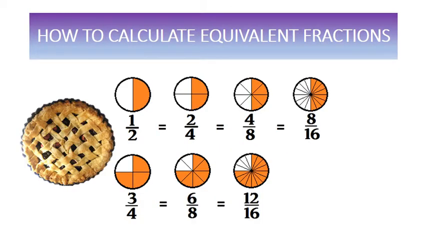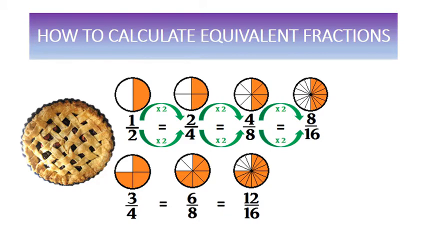So 1/6 is equivalent to 7/42. So if we look at our pie slide again, if we think of just the numbers involved, to get from 1/2 to 2/4, we've simply multiplied the top and the bottom by 2. And then to get from 2/4 to 4/8, we've also multiplied those by 2. And then again to get from 4/8 to 8/16.